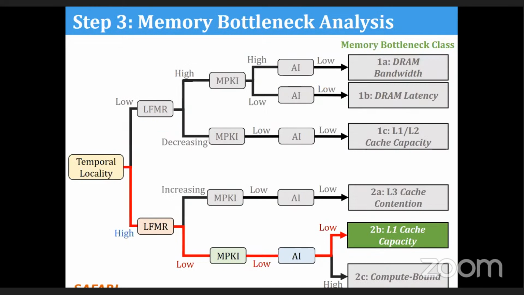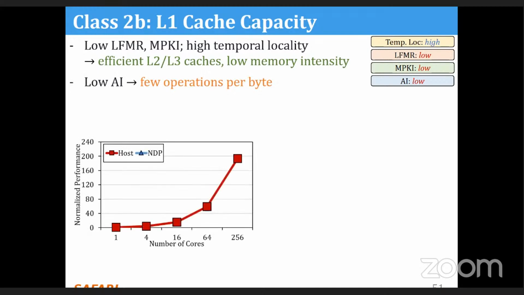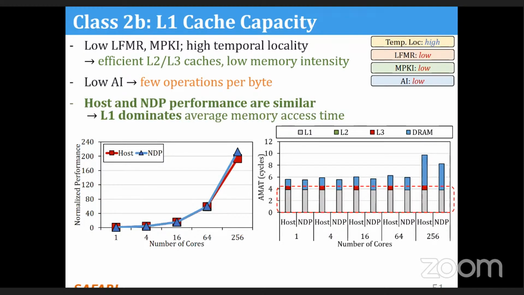Then we have class 2B, L1 cache capacity. Here, the observation is that caches are quite efficient, L2 and L3 are quite efficient, and memory intensity is low, but they also have low AI. In general, the performance of both is pretty similar for the workloads that belong to this class.